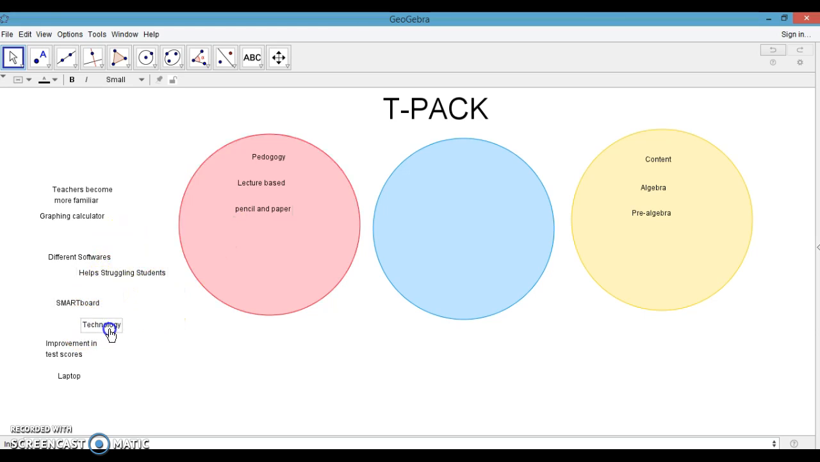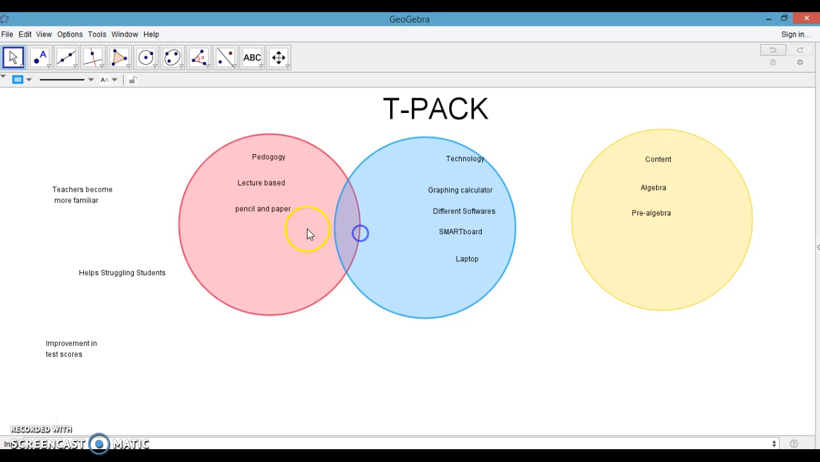A pedagogical standpoint comes from technology, if a teacher decides to use technology in her class or his class, which then goes over to our next topic, which is technology. Technology can be a graphing calculator or any calculator, really. Different softwares, a smartboard. I love smartboards. And a laptop. Okay? So we make connections when these overlap.